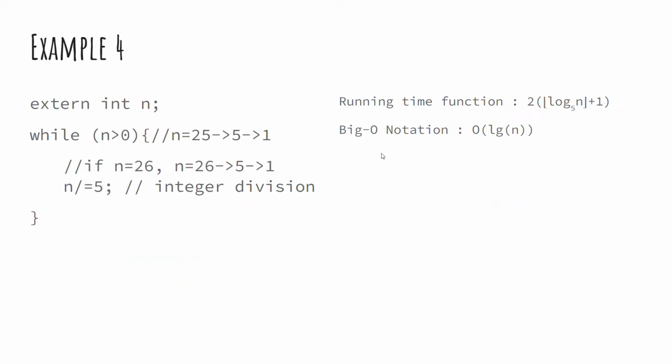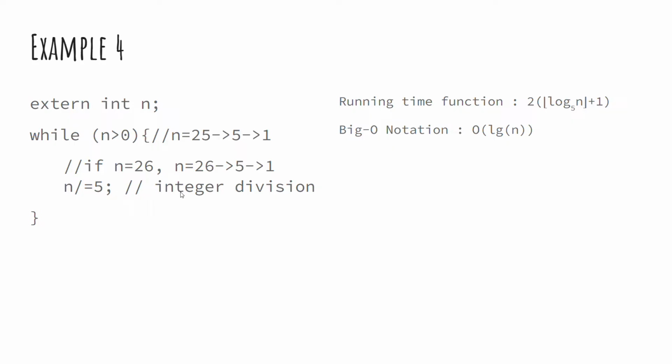Okay, so for example 4, we have a loop which keeps running while n is greater than 0. And for every iteration it divides the value of n by 5. Note that this is integer division. So if you take, for example, 26, then 26 divided by 5 would give us 5, and it would remove the remainder.